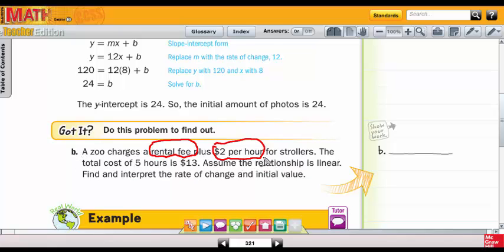The way I would word it is this way. A zoo charges an upfront fee plus $2 for every hour that you use a stroller. It makes it a little bit clearer exactly what you're looking for. We're looking for this, and we're looking for this here. The total cost of 5 hours is $13.